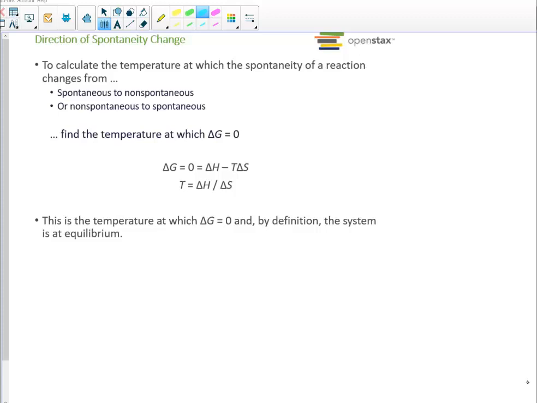Let's take a look at an example of a problem applying Gibbs free energy and solving for the temperature at which the reaction becomes spontaneous or not. To calculate the temperature at which the spontaneity of a reaction changes from spontaneous to non-spontaneous or vice versa, we assume delta G becomes a value of 0, and that's defined as the state of equilibrium.